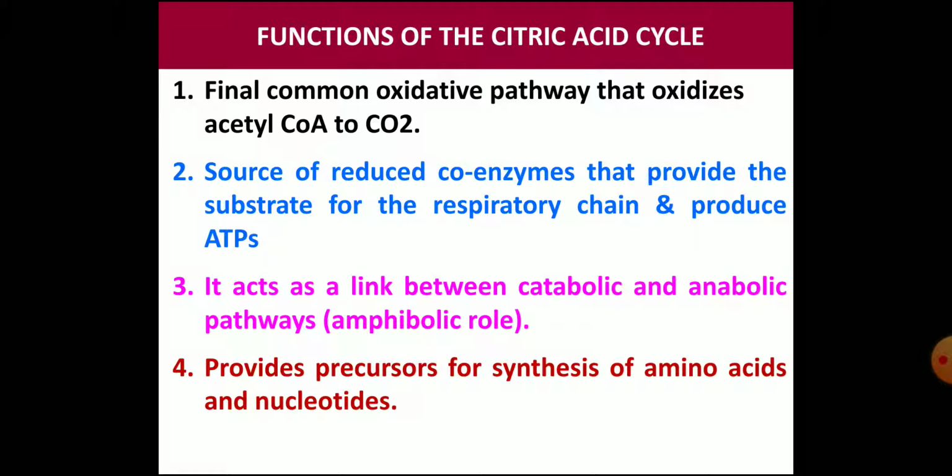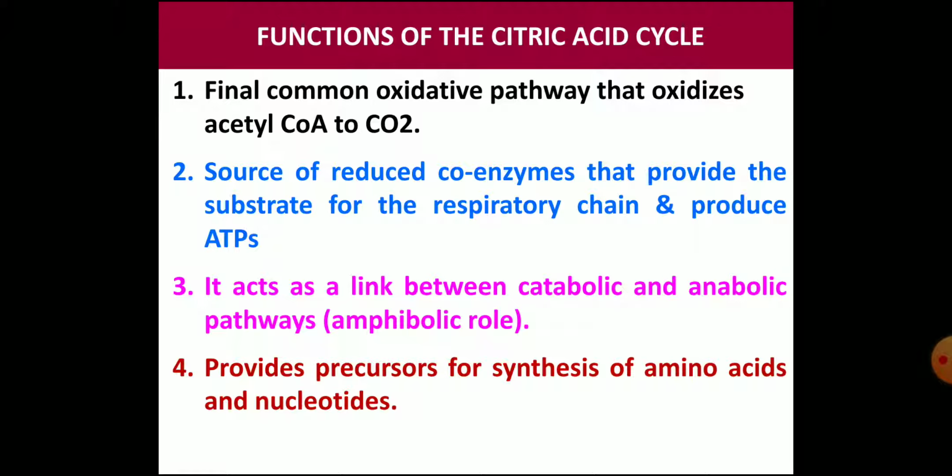And it acts as a source for reduced coenzymes that provide the substrate for the respiratory chain and then produce ATPs. So you know what is a reduced coenzyme? It is either NADH2 or FADH2, which are produced during the cyclical reaction, which will act as a substrate for the respiratory chain, that is the electron transport chain, where it is converted to ATP by oxidative phosphorylation. So the main function is the production of ATP.